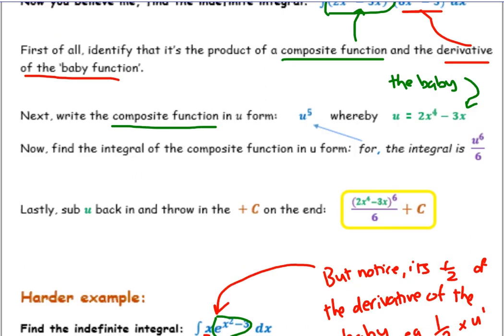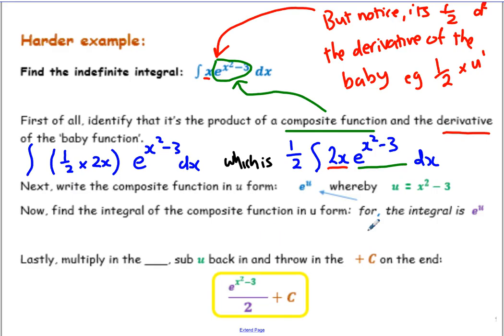All right, so like Calvina said, the integral of e to the u is e to the u plus c, but for these ones, let's just pop the plus c at the end. So for that thing, the integral is e to the u. Last, multiply in the 1/2, sub u back in, and throw a plus c on the end.